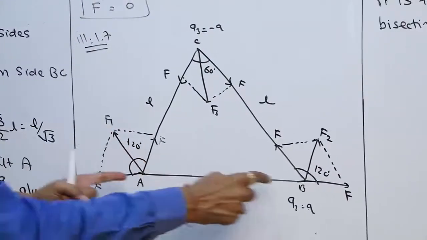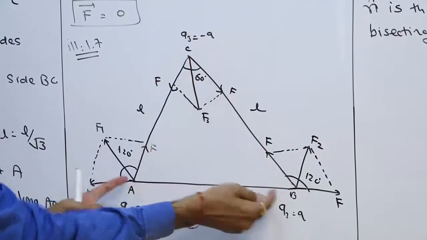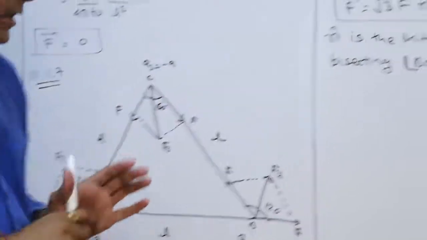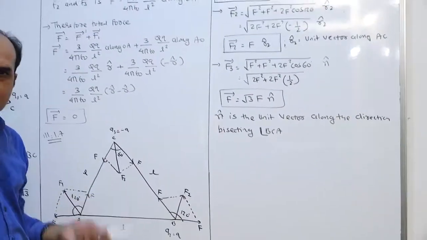Why is it along BC? Because this one is parallel. This arrow represents the direction of BC. Okay. So now we calculate the F2 force. The same equation can be used, and the same answer will be there.